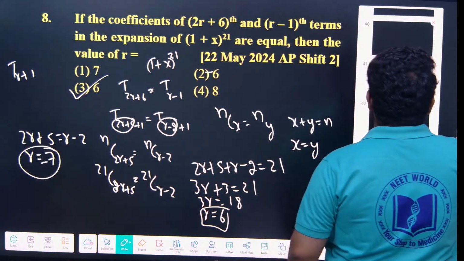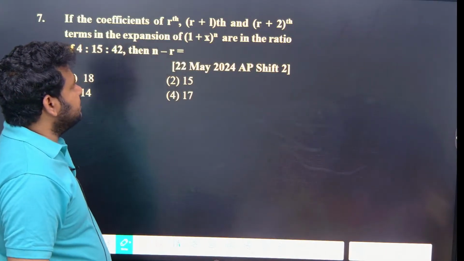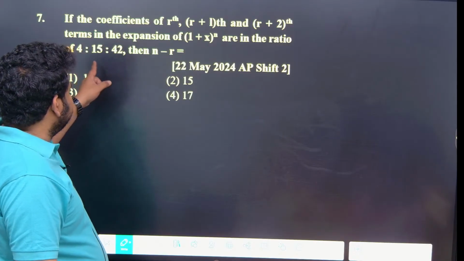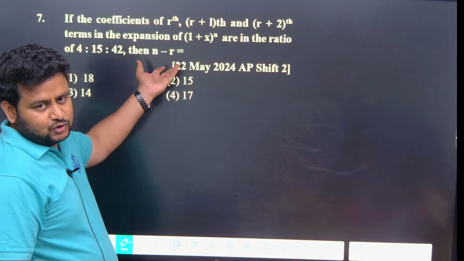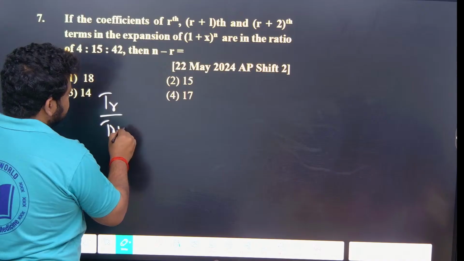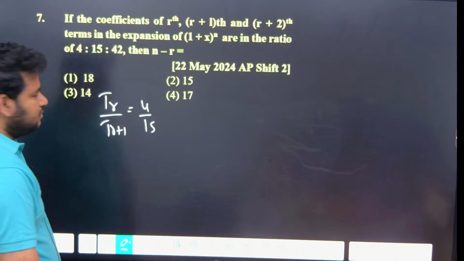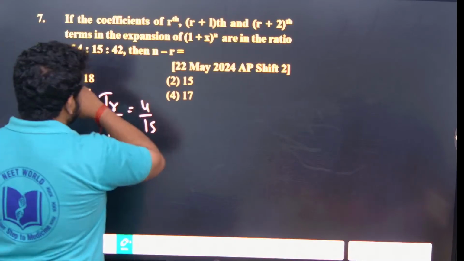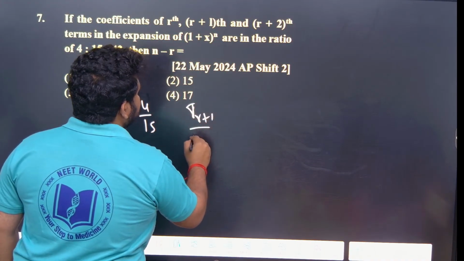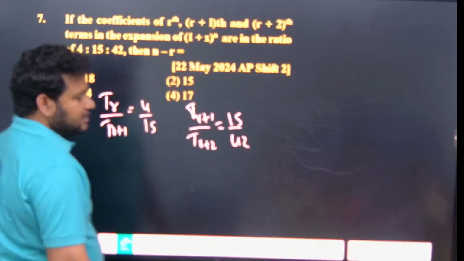Now, this question, see here. If the coefficients of the r term, r plus 1 term and r plus 2 term in the expansion of (1 plus x) to the power of n are in the ratio 4 is to 15 is to 42, then n minus r is equal to what, they are asking. So Tr by Tr plus 1 is equal to 4 by 15, and Tr plus 1 by Tr plus 2 is equal to 15 by 42. They are asking n minus r. What is the value of n minus r?